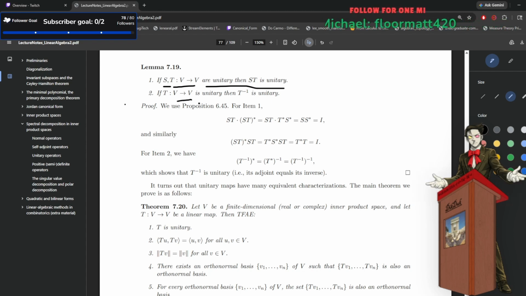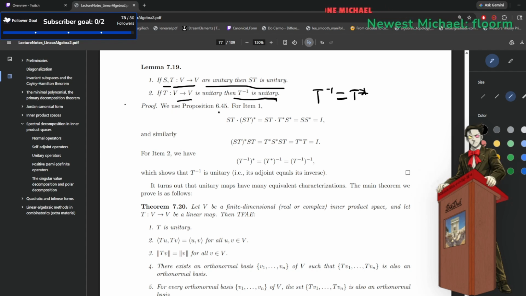If T from V to V is unitary, then T inverse is also unitary. If it's unitary, then we know that T^-1 is equal to T star, but we're going to prove this now. We use proposition 6.45 for item 1. (ST)(ST)* is equal to ST T* S*, which is equal to S S*, which is equal to the identity. Because T T* is the identity, this middle part is just the identity. Then S S* is also equal to the identity.